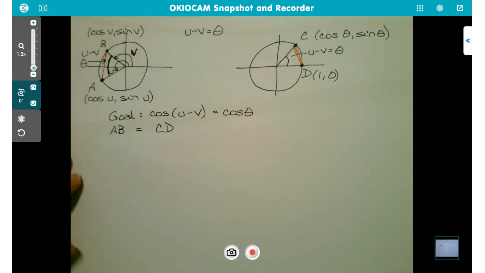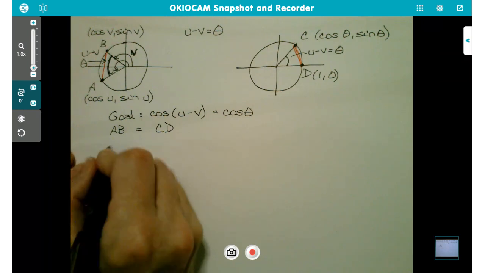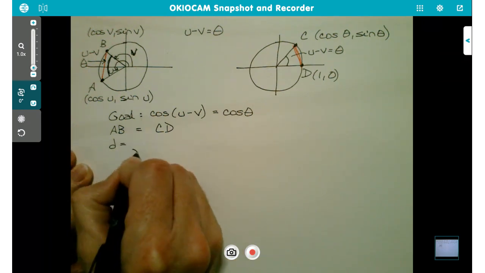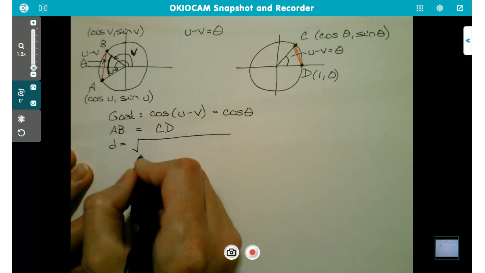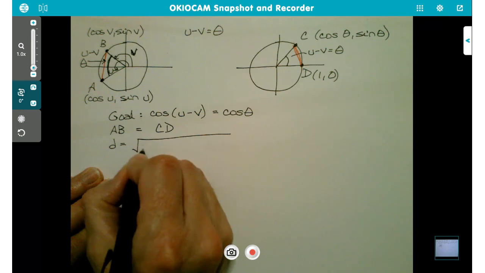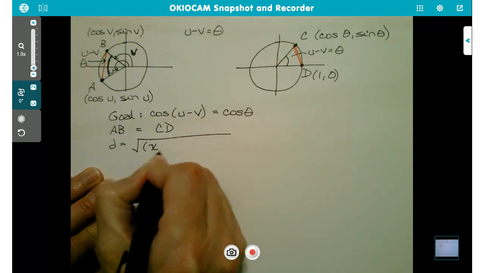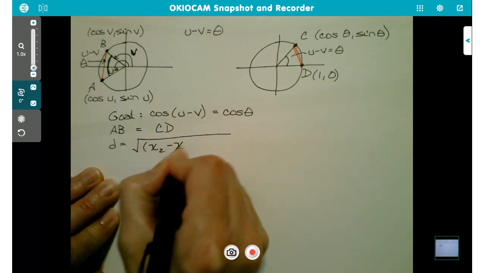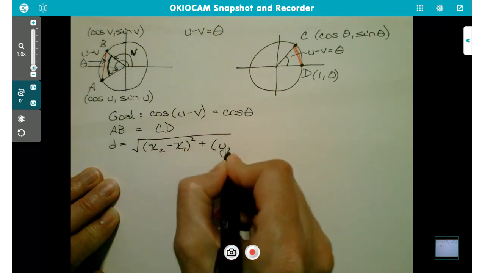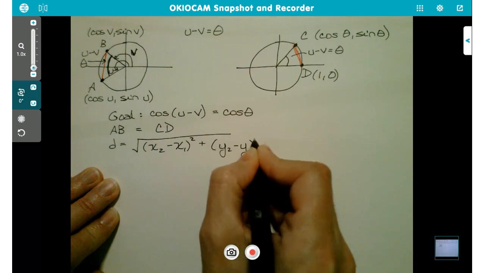Well, if they're the same length, I could say the distance between them is the same. Remember the distance formula from somewhere in your misty past? Here it is. The distance between 2 points is the square root of, and this comes from the Pythagorean theorem. Pythagoras has his hands all over the place here. The difference of the x coordinates squared plus the difference of the y coordinates squared.